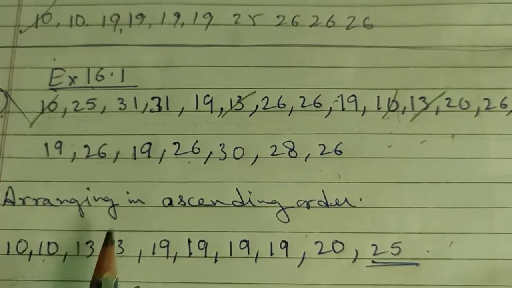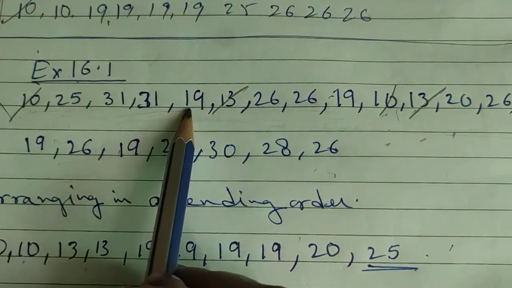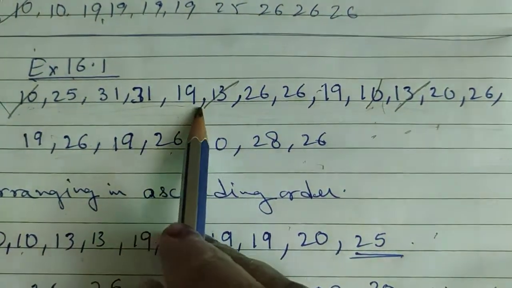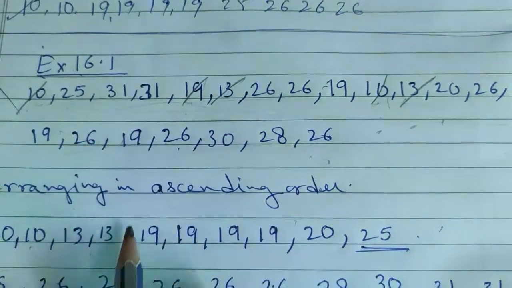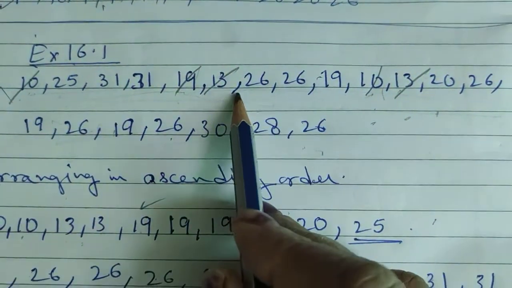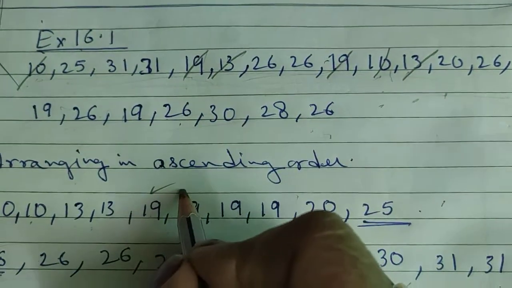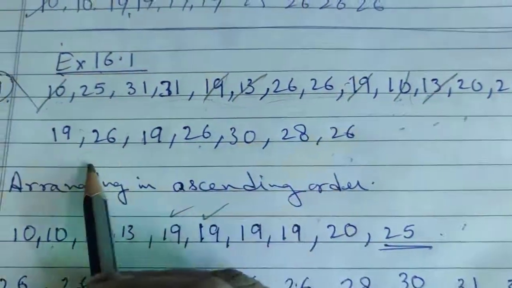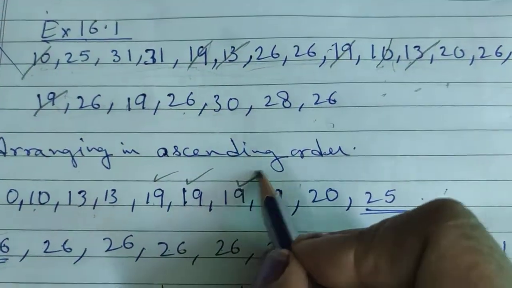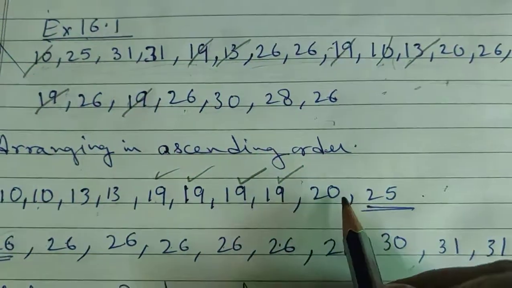Now after 13, the next number is 19 here. There is no other number in between. So I have cut 19 and written 19 here. Then we have one more 19. I am cutting this 19 and writing it here. Then here is one more 19, I am cutting it and have written it here. Then one more 19, I am cutting it and have written it here.